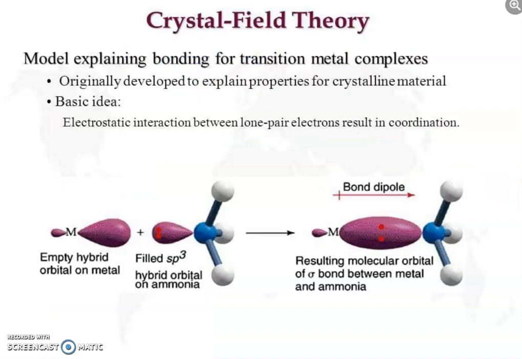So what is crystal field theory? It is a model explaining bonding for transition metal complexes, originally developed to explain properties of crystalline material. What is the basic idea behind it? Electrostatic interaction between lone pair electrons results in coordination. You have an empty hybrid orbital on the metal and a filled sp3 hybrid orbital on ammonia. So you can see the dipole moment from metal to ammonia, resulting in a molecular orbital of a sigma bond between metal and ammonia.